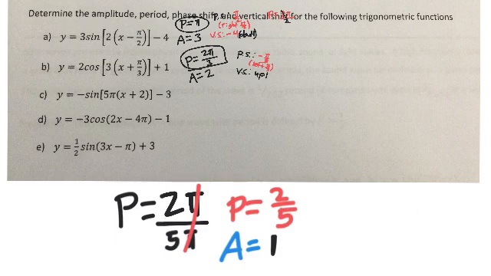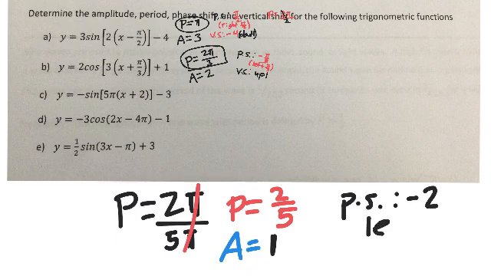Okay? Then we find the phase shift, which is shifting the graph left or right. So we are adding 2 on the inside. So that's going to be a -2 phase shift. We're going to go left 2. And then I've got this -3 on the outside. That's going to be a vertical shift down 3. So we put -3.